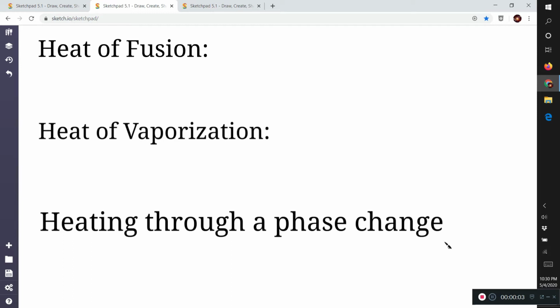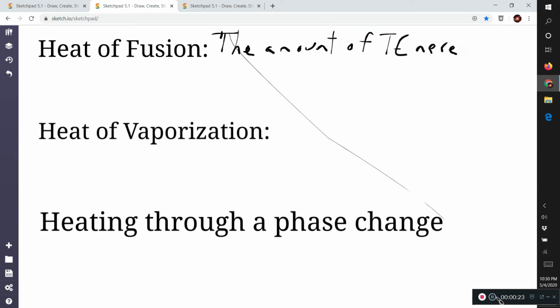When we talk about heat transfer, we're going to talk about the heat of fusion and the heat of vaporization. So the heat of fusion is the amount of thermal energy necessary to melt 1 kilogram of a substance.